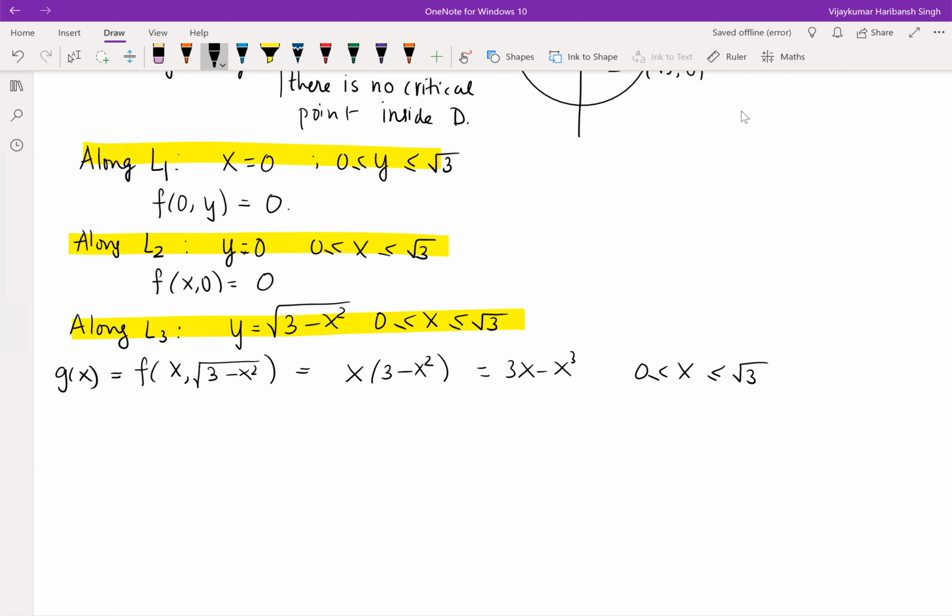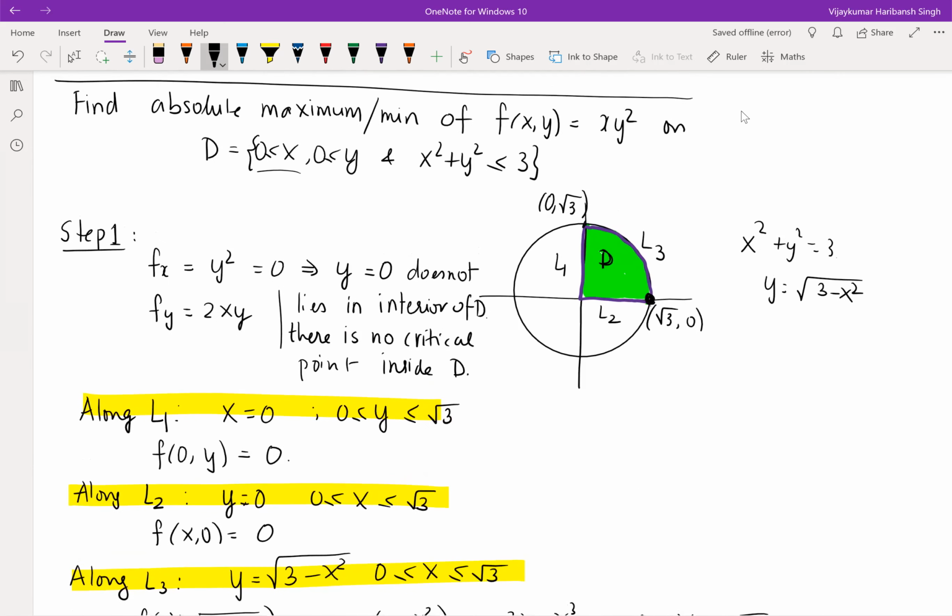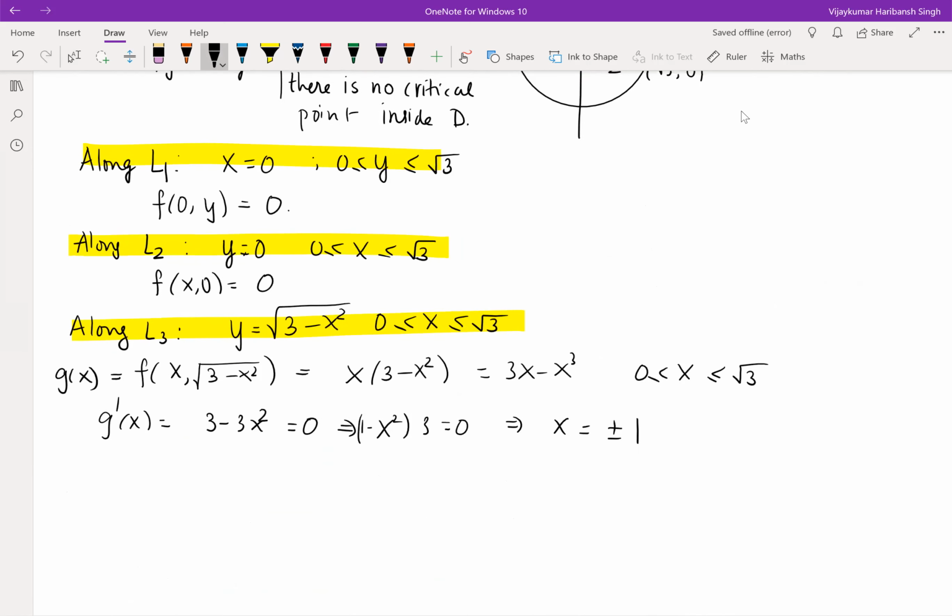Now the best way to do that is to maximize this using function of one variable. So consider g prime x. G prime x is 3x minus 3x squared, which equals to 0, gives me x times 1 minus x squared times 3 equals to 0, which gives me x equals to plus or minus 1. But x cannot be negative, right? Because we have restriction. The restriction is that x is greater than 0. So this implies x equals to 1.